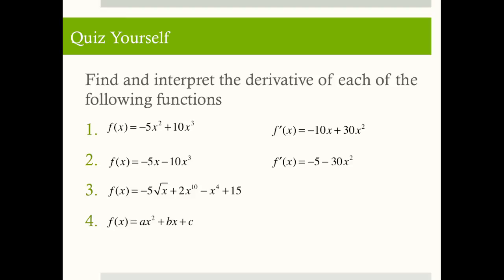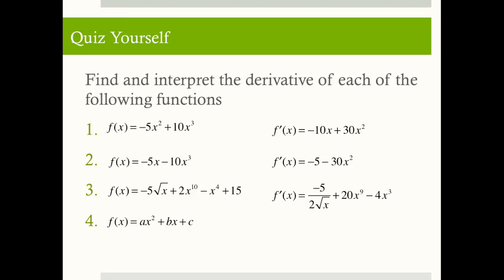If f of x is equal to negative 5 times the square root of x plus 2x to the 10 minus x to the fourth plus 15, then f prime x is equal to negative 5 divided by 2 times the square root of x plus 20 times x to the ninth minus 4x to the third, and then plus a 0.